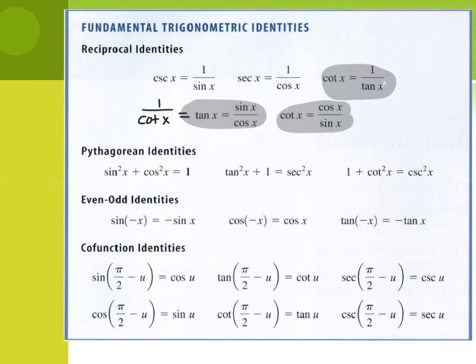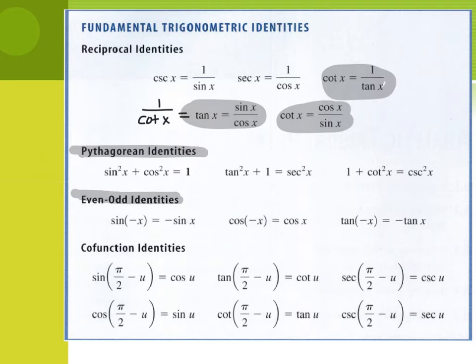We get into Pythagorean identities, which is the next one, and I'll go back to that in a second. These are what happens if I take the ratios of my triangle and I square them. If I square sine and add it to cosine squared, I always get 1. If I square tangent and add it to 1, I will get secant squared. If I square cotangent and add it to 1, I get cosecant squared.